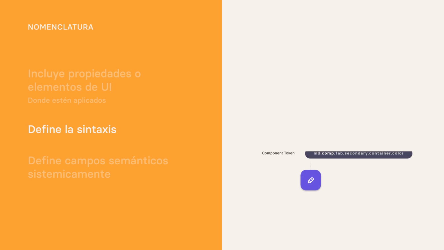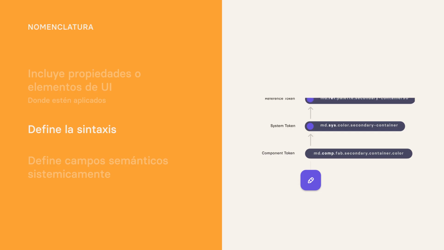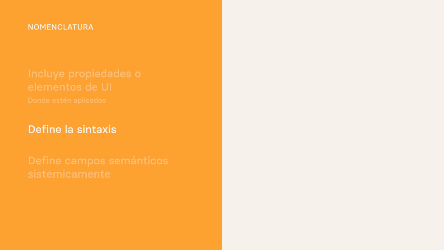Include properties or UI elements where their styles are going to be applied. This is what I mean by self-explanatory. For example, using the word border or text doesn't leave much room for ambiguity. Define a syntax. Same as with any language, syntax helps us communicate with common patterns. This is especially important because token libraries are expected to grow. It would be a shame to solve inconsistency on the product, but have token libraries be inconsistent within themselves.